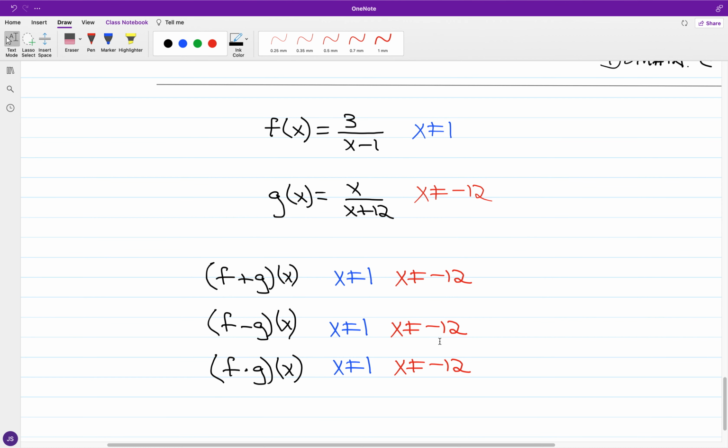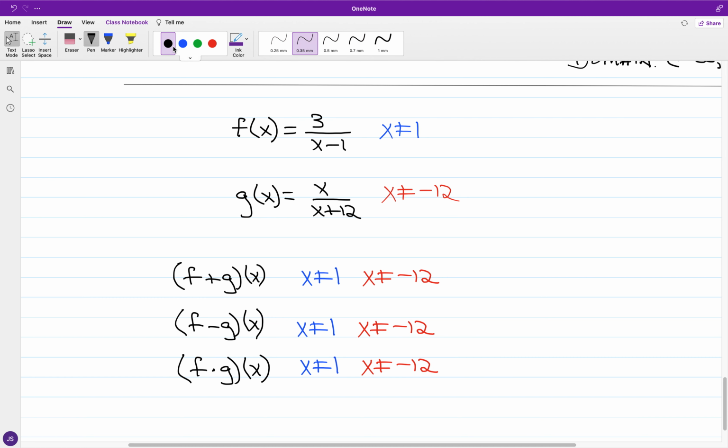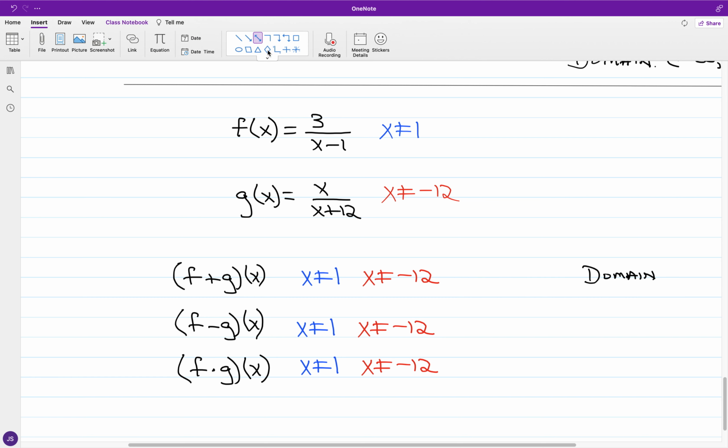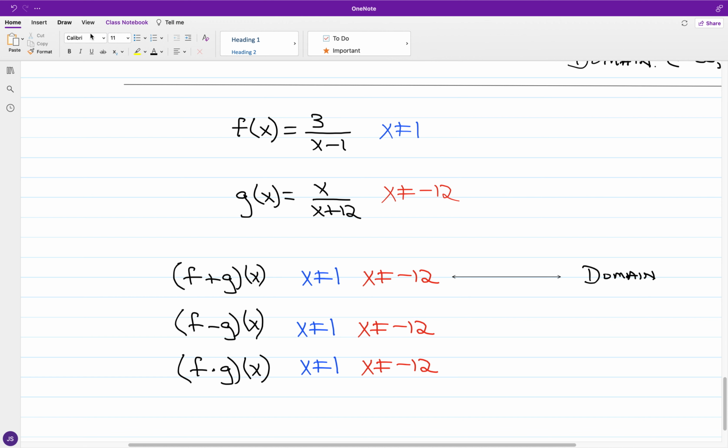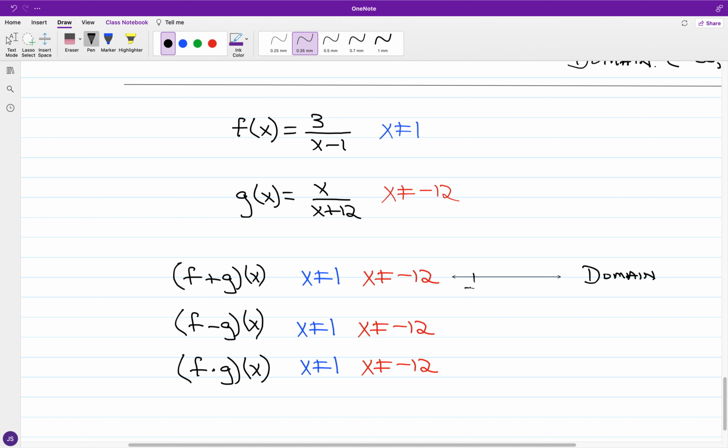And so for the domain of these operations, you can just envision a number line. Again, you have negative 12 and 1 excluded. So negative 12 is left out. 1 is left out.